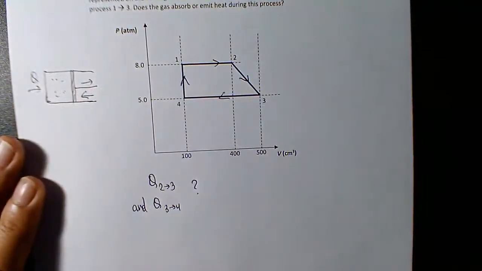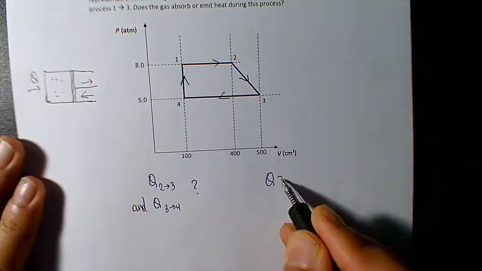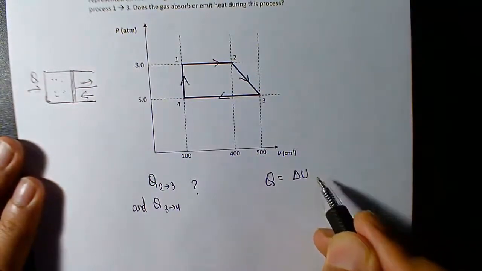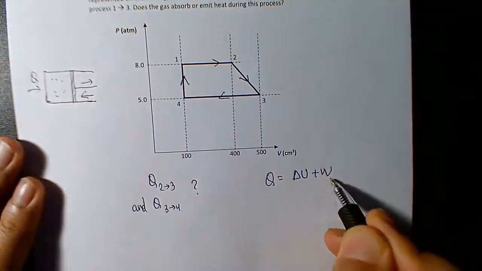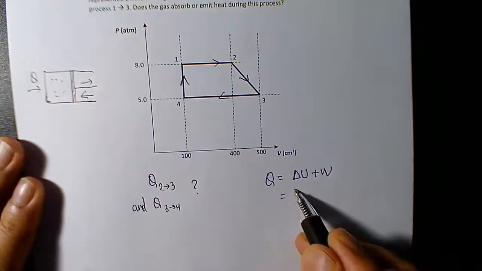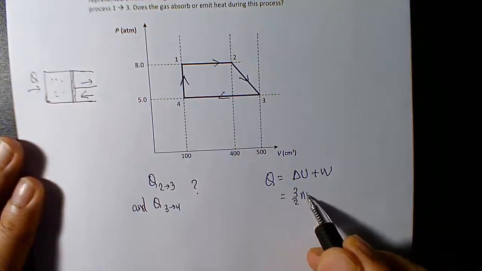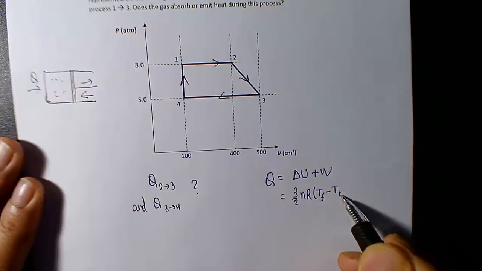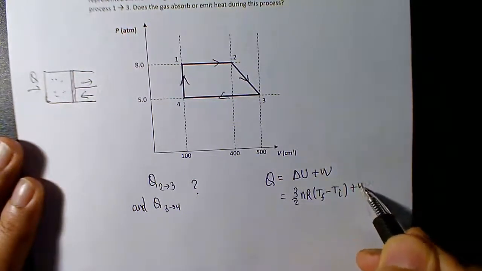Then again, remember to find Q, which is the total heat exchanged, what do you need? You need these two quantities from the first law of thermodynamics. You need a change in thermal energy, and you need the work done. So the change in thermal energy is 3/2 nR, because this is a common factor, times final temperature minus initial temperature. That's the change in thermal energy, plus the work done.